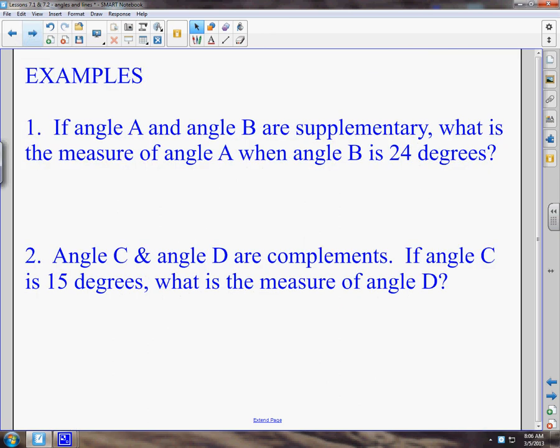All right, so here's a couple examples. If angle A and angle B are supplementary, what is the measure of angle A when angle B is 24? Angle C and angle D are complements. If angle C is 15, what is the measure of angle D? So try these problems, push pause, and then we'll go over them.